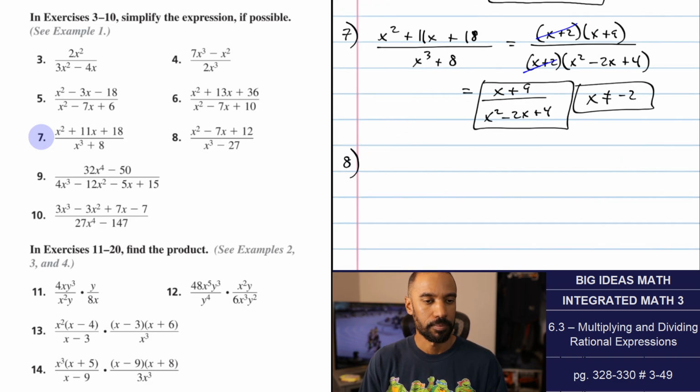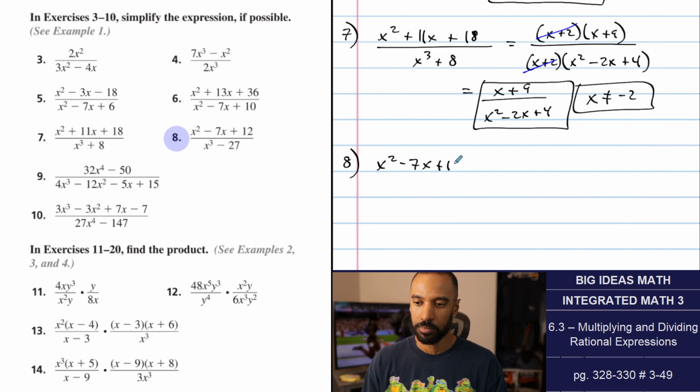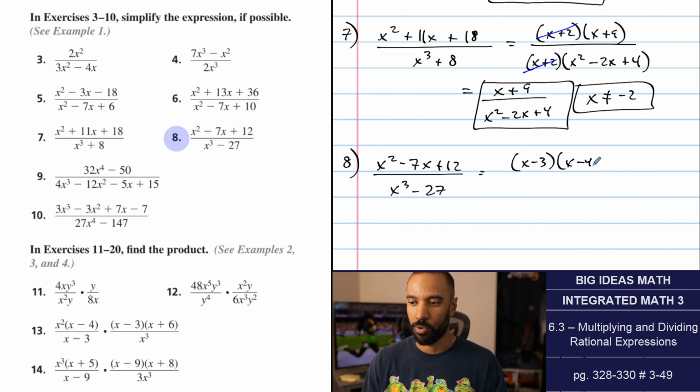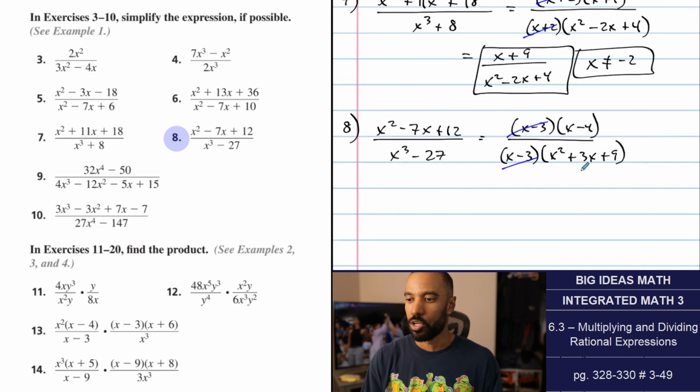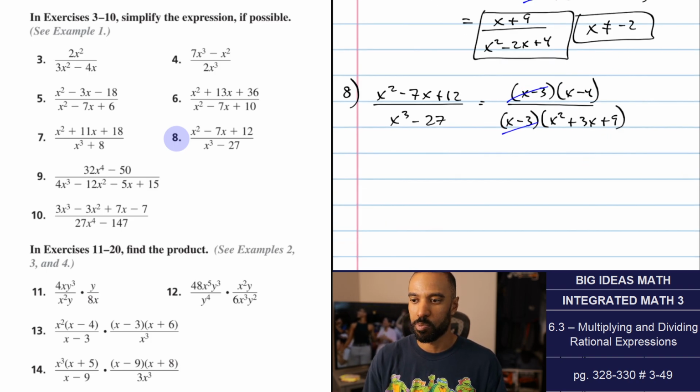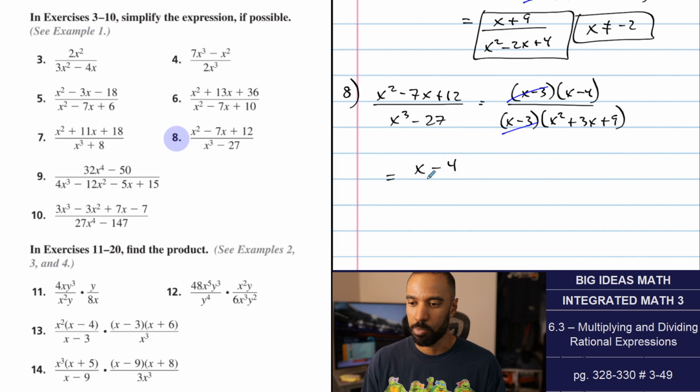Number 8. We have a difference of two cubes on bottom on number 8 and a standard quadratic on top. Okay. Top factors to x minus 3 times x minus 4. Bottom is a difference of two cubes, x cubed minus 3 cubed. So it factors into x minus 3 times x squared plus 3x plus 9. x minus 3's on top and bottom can go away. You're left with x minus 4 over x squared plus 3x plus 9. x can't equal 3 in the original expression. Therefore, it can't equal 3 in the simplified expression either.